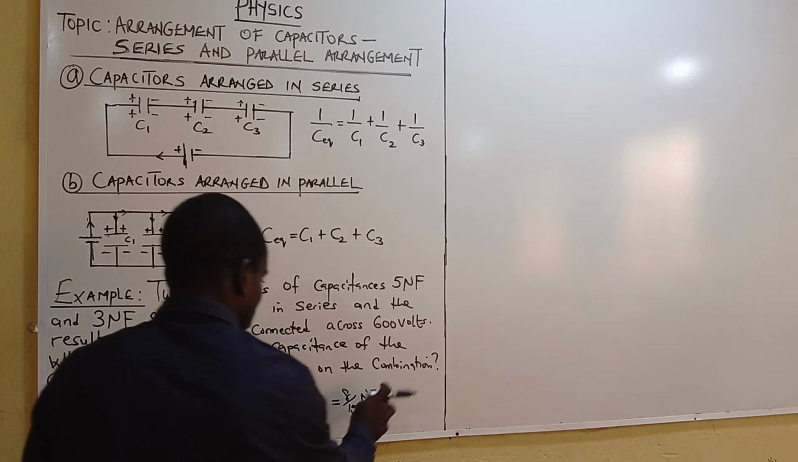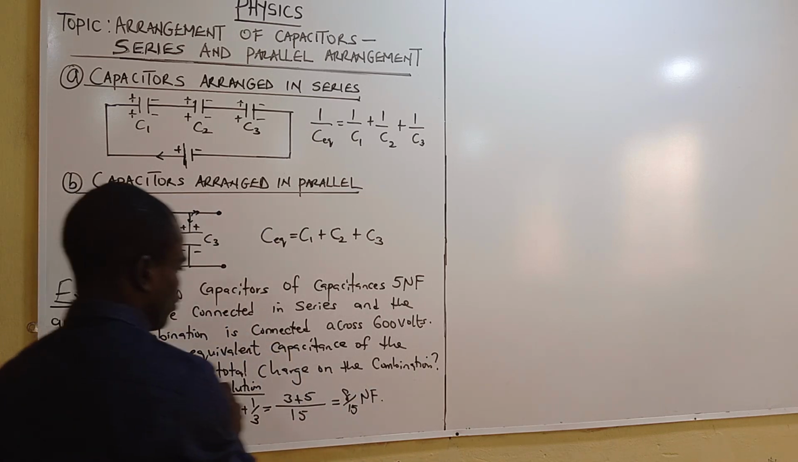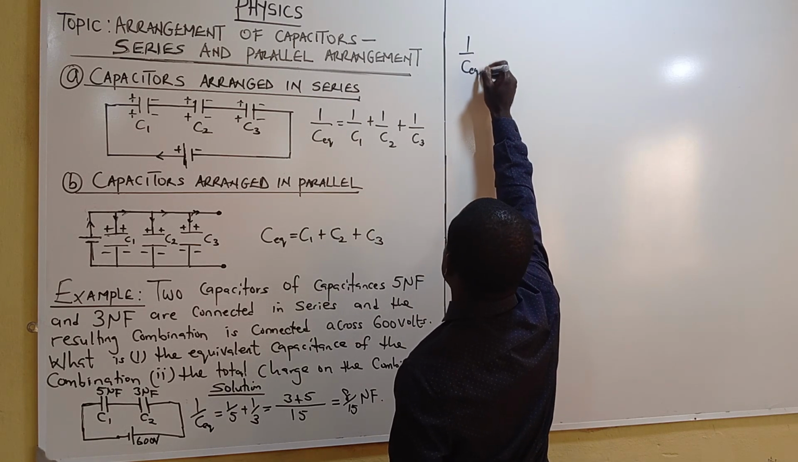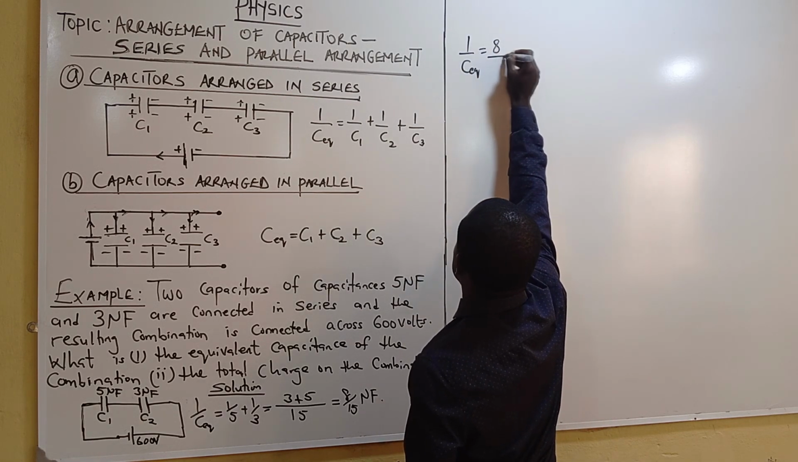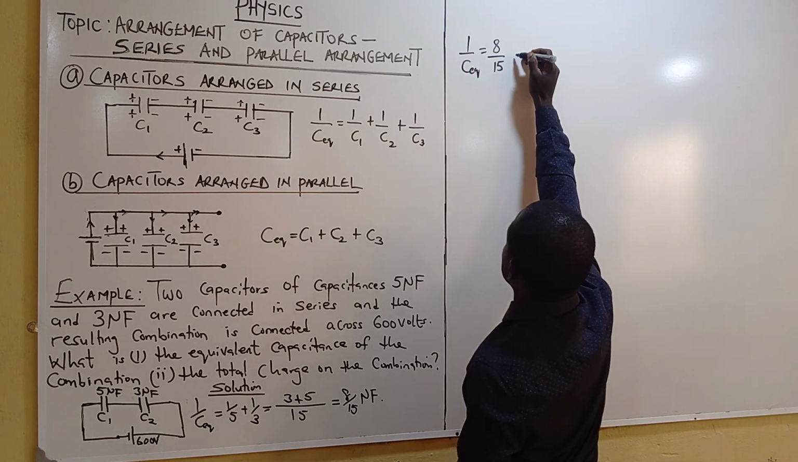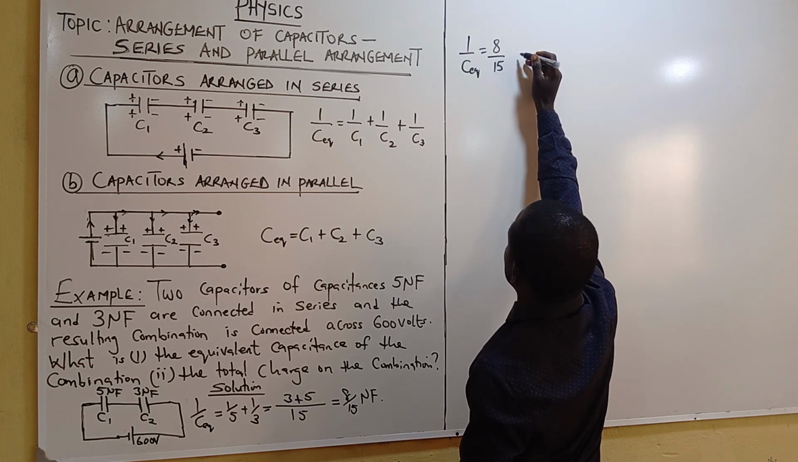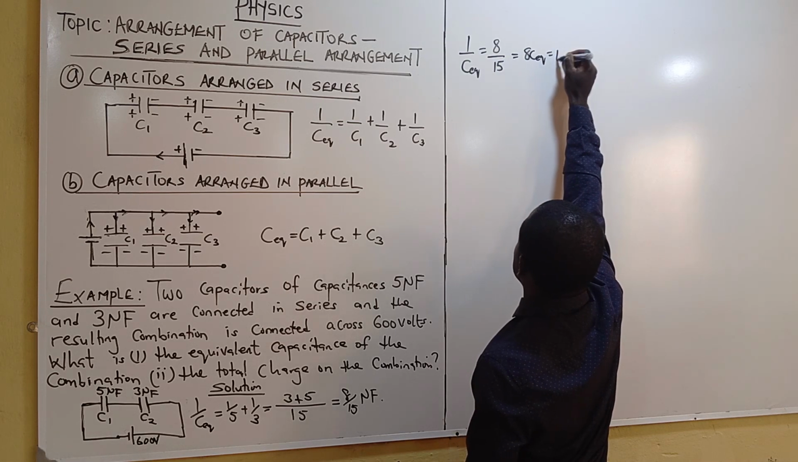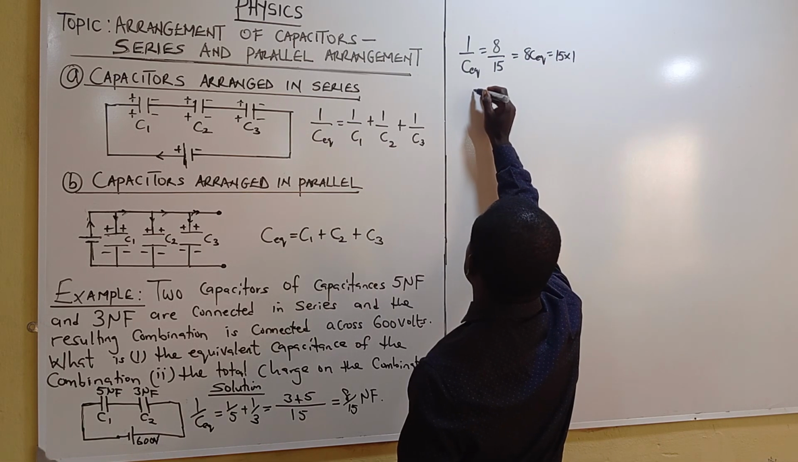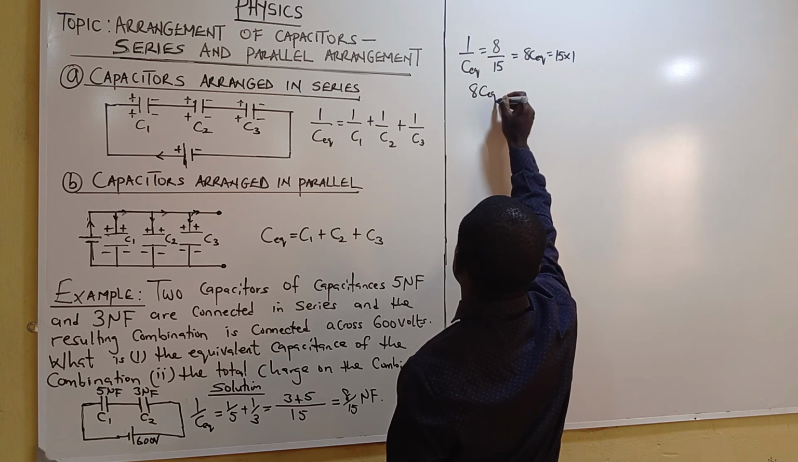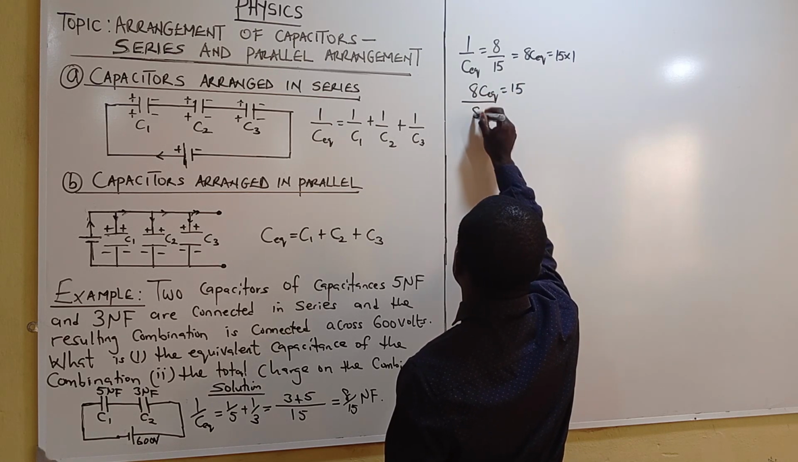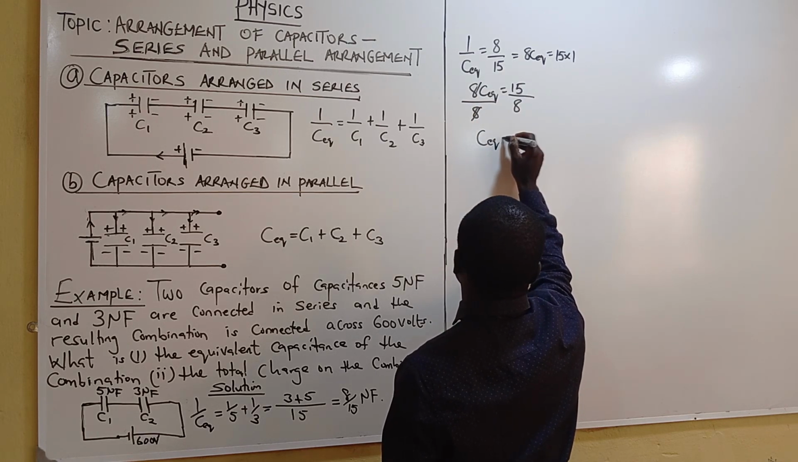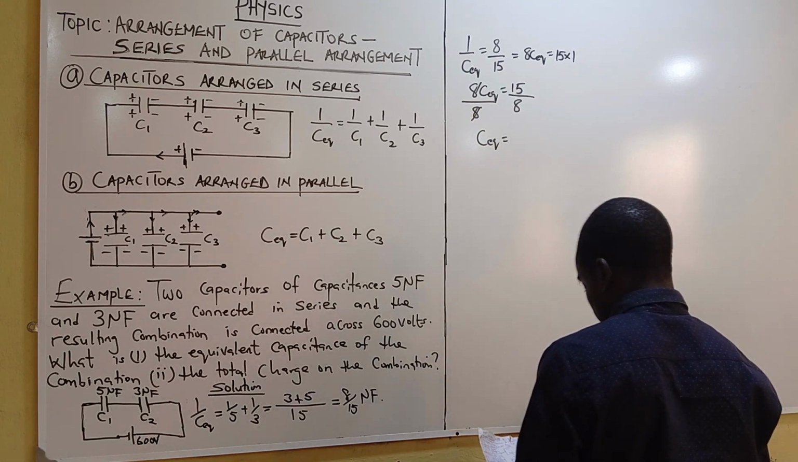You can't divide it for now because it's 1 over C equivalent. You now have 1 over C equivalent equals 8 over 15. Okay, now you cross multiply. You have 8C equivalent equals 15 times 1. Now divide both sides by 8. 8 cancels 8. C equivalent equals 15 divided by 8.